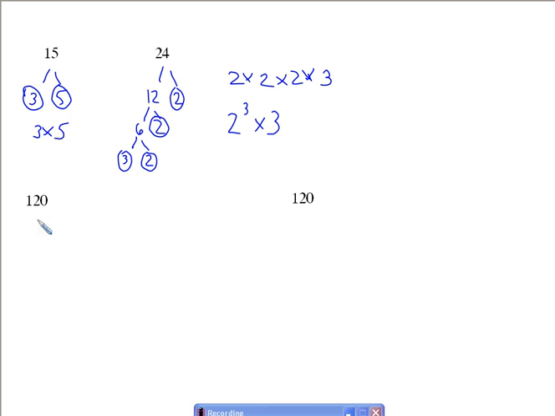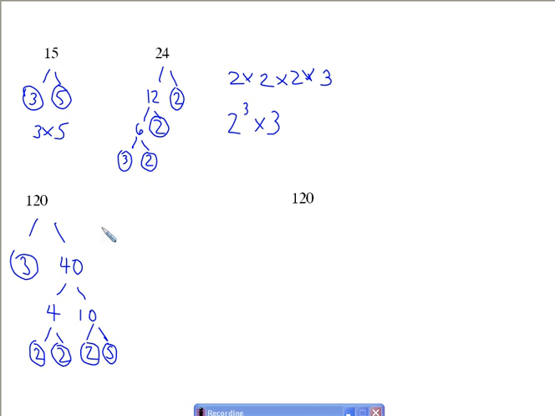I'm going to show you a couple of different ways that this is done. For example, here, 120. That's equal to 3 times 40. I know that because 1 plus 2 plus 0 equals 3, so I know it's divisible by 3. This one here, 40, I know it's going to be 4 and 10. Are either of these prime? No, they aren't. So I have to keep breaking it down until I get to actual prime numbers. 2 times 2 equals 4. And 2 times 5 equals 10.